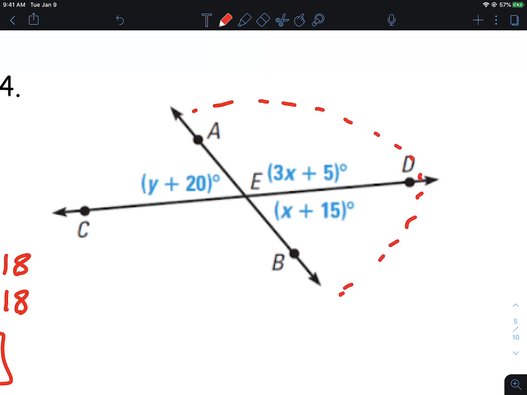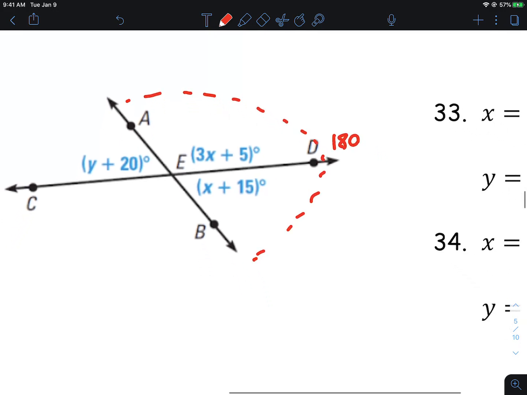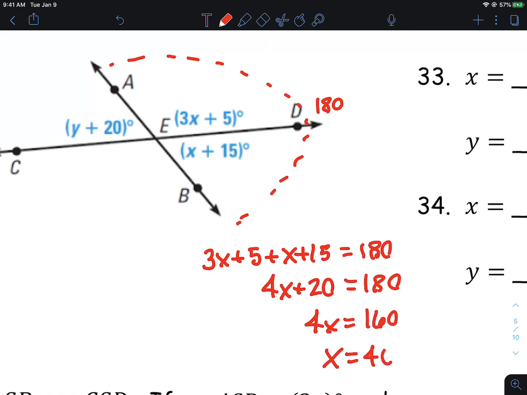This one is a linear pair between these two angles right here, and that'll help us find x. And once we find x, we can go find y rather easily. So this one will be 3x plus 5 plus x plus 15, and then equals 180 degrees. Then you can combine up your x's, 4x, and I believe 20, equals 180. We can subtract, and that's 160, and then we can divide, and that'll get us x is 40. So that'll be it there on that.